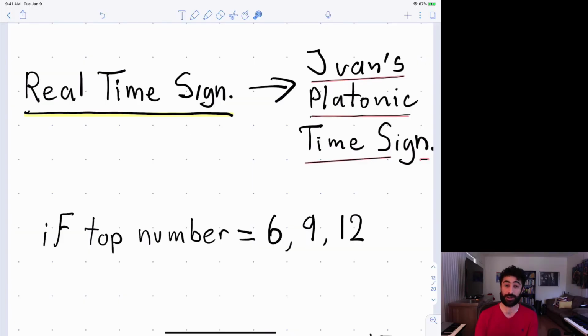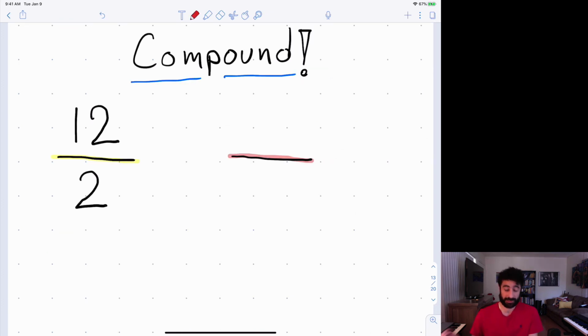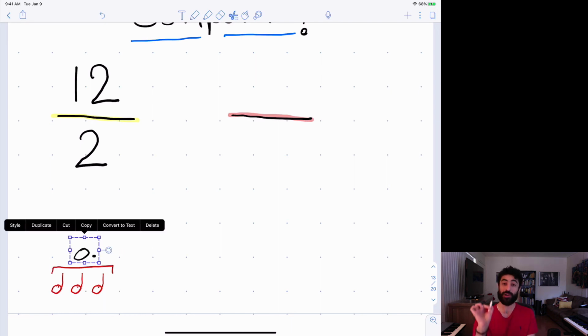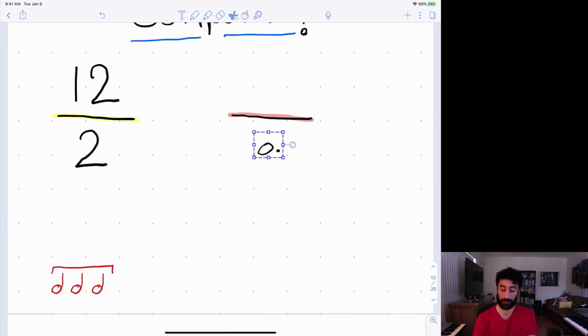Then you need to learn to recognize that if the top number is 6, 9, or 12, we're talking about compound time signatures. So once you know that, you just reverse the process. We know that the bottom number of a compound time signature is showing us the subdivision of the beat. And since it is compound, we know that the beat is going to be a rhythmic value that is equal to 3 of these subdivisions. What is equal to 3 half notes? A dotted whole note. So I know that that is going to be the duration of the beat.